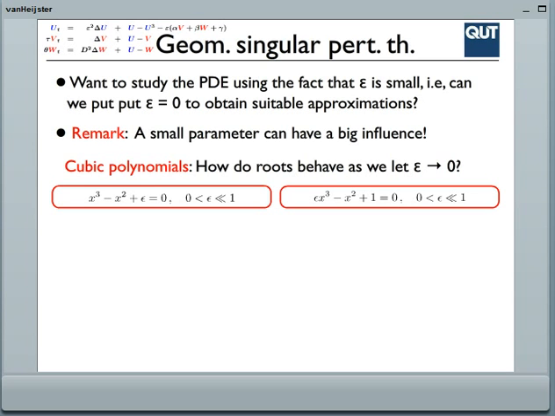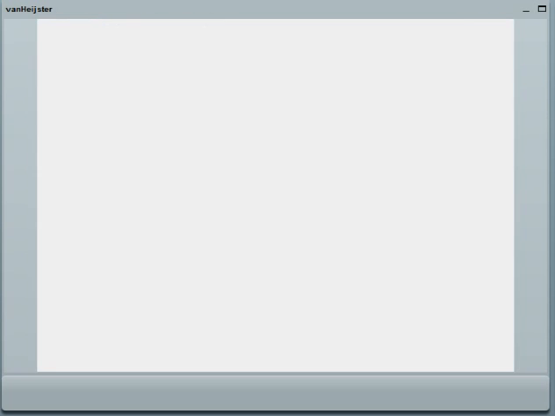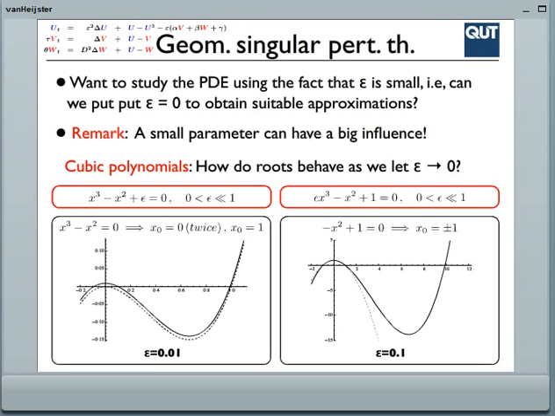Now, of course, we can solve this explicitly, but let's say we don't want to do that. So we want to say, okay, let's see what we get when we set epsilon to zero. Our life will become easier. We will still get all our information.